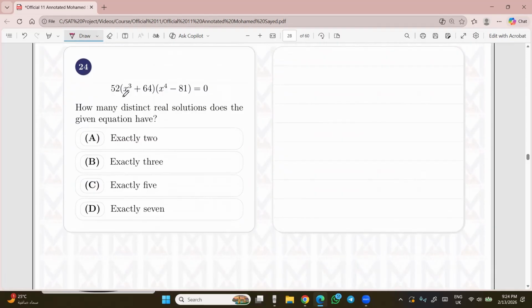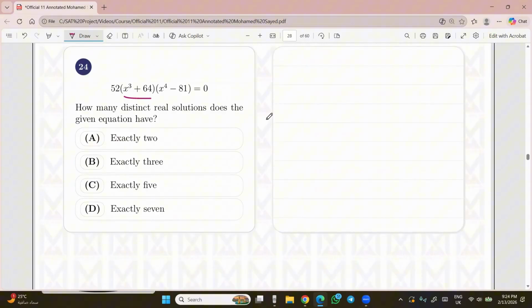Question 24, we have this equation. Yeah, this is not that easy to solve without Desmos. Here, I think we have no method other than Desmos. I mean, yeah, we have some methods, but they are not for the SAT. How to factor this one, you can do that, but it takes too much time.